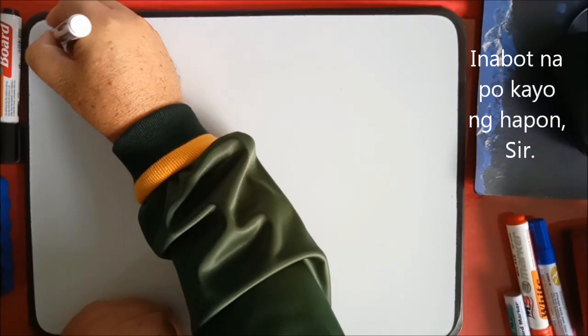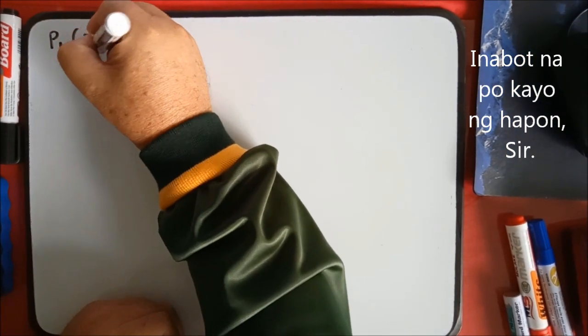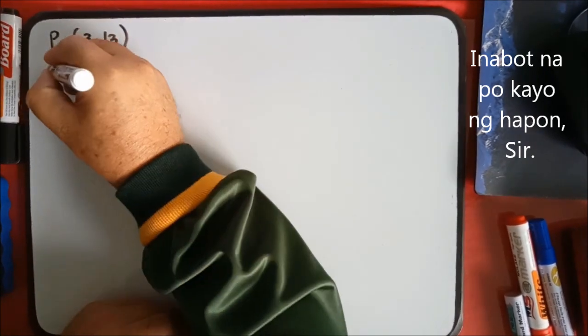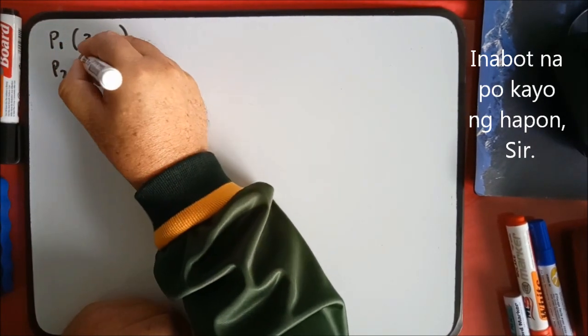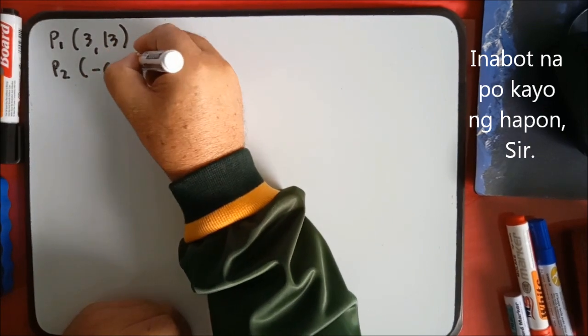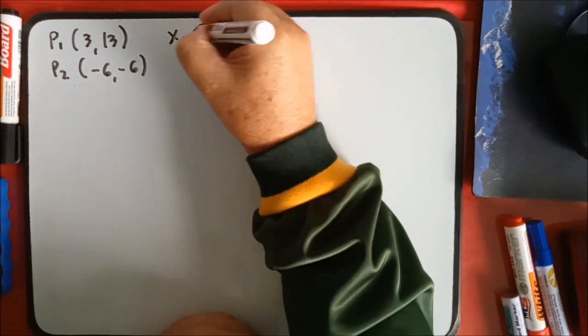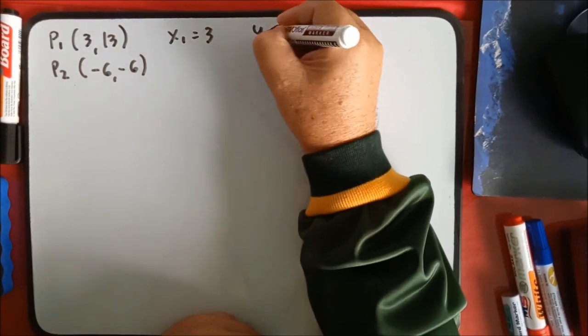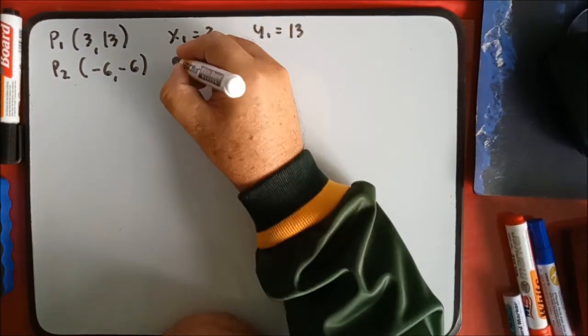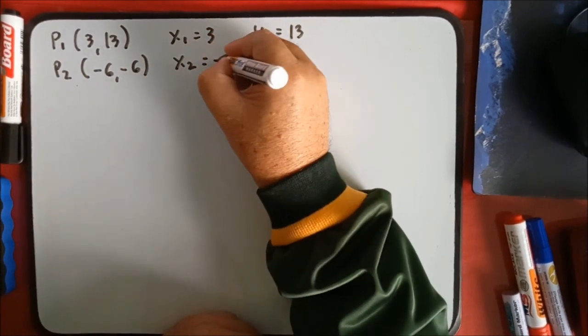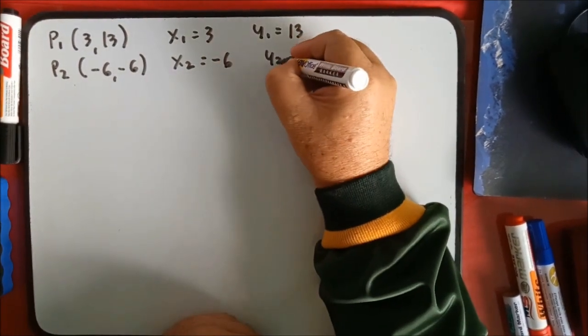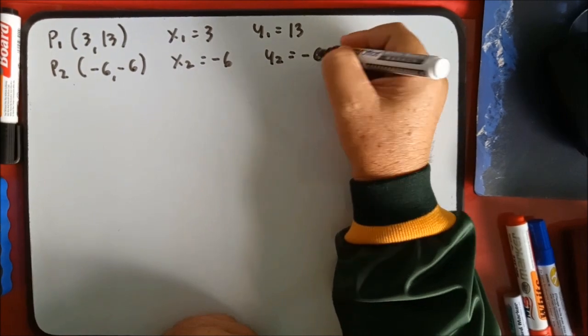Okay, so masyado nang tabingi yung board natin. Ayusin muna natin. Okay. Now, our point 1 is 3 and 13. Your point 2 is negative 6 and negative 6. Mag-a-assign tayo ngayon. x sub 1 is equals to 3. Your y sub 1 is equals to 13. Your x sub 2 is equals to negative 6, and y sub 2 is negative 6.